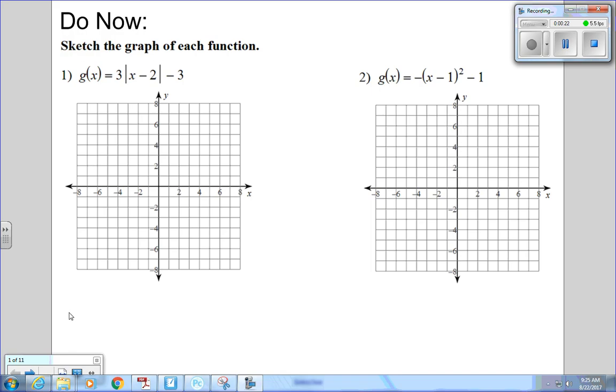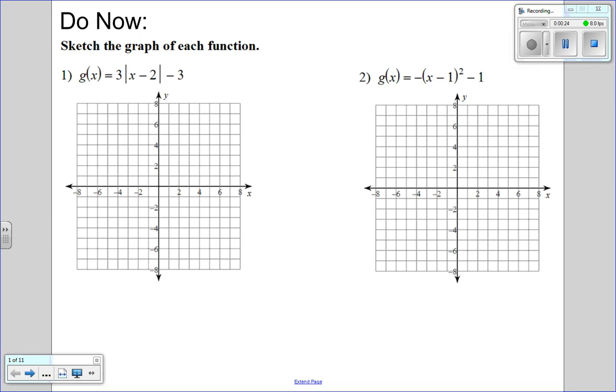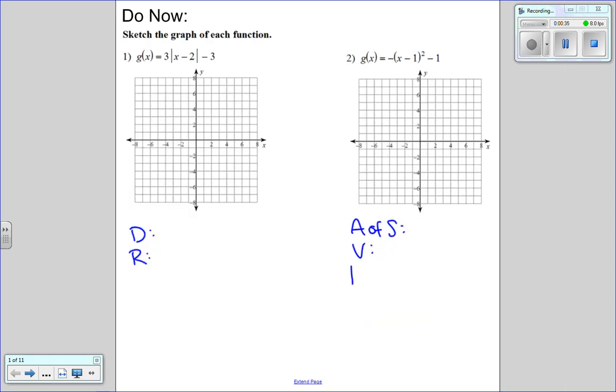So on your absolute value function, you're going to give me your domain and your range. On your quadratic function, we added a couple more. So you're going to do your axis of symmetry, you're going to do your vertex, as well as your domain and range. So go ahead and pause the video so you have enough time to do that, and then play it again when you want to check and make sure you've got the right answers.